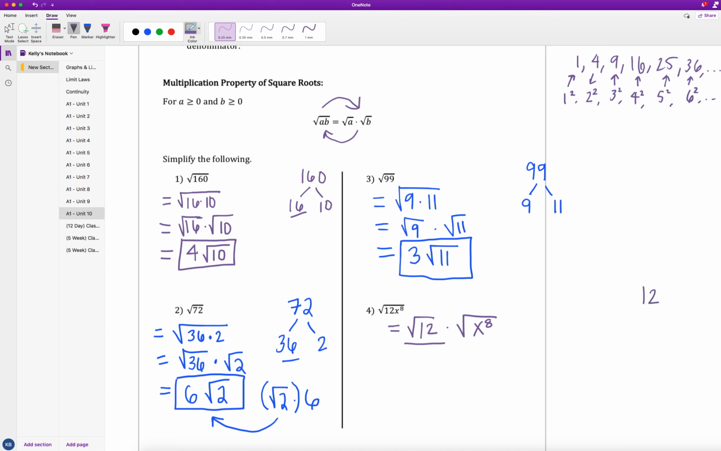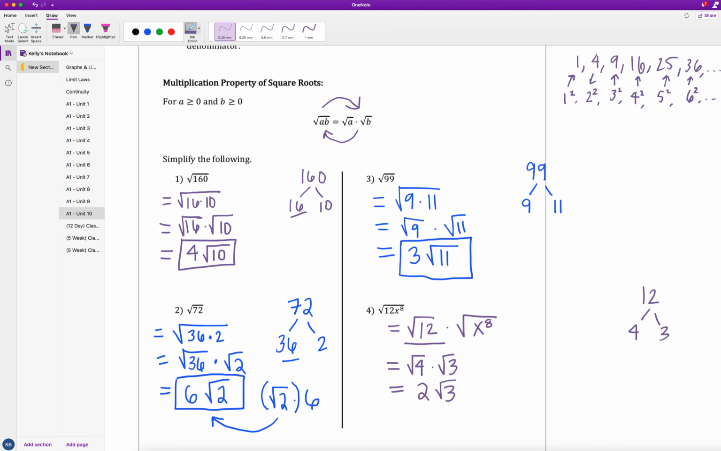So when we think about factoring 12, we have 4 times 3, so we're looking for the largest perfect square that's inside 12. To break this apart, we would get the square root of 4 times the square root of 3, and then the square root of 4 we know is 2, and I end up with 2 times root 3. That's all coming from the square root of 12 piece.